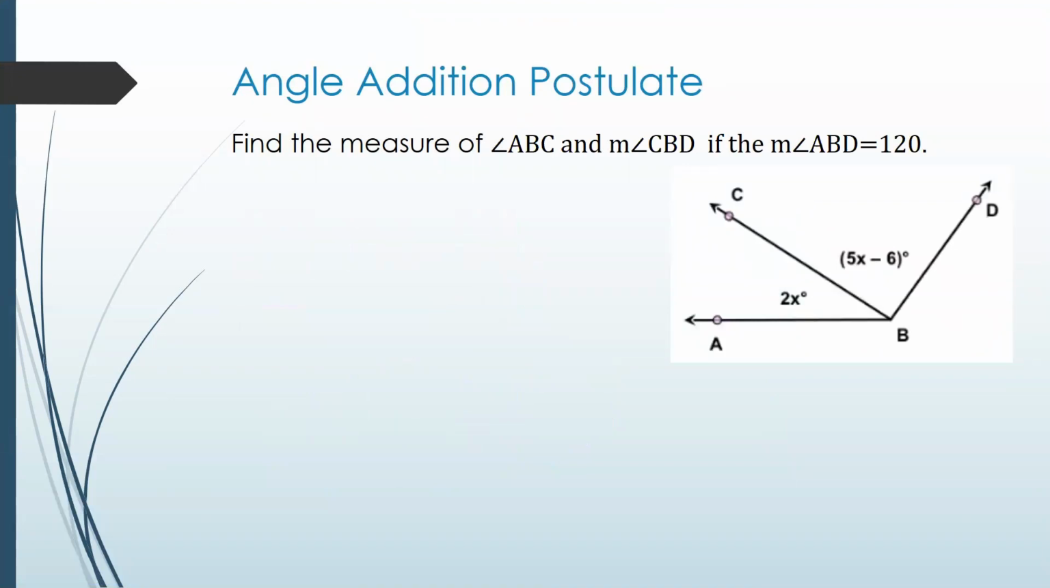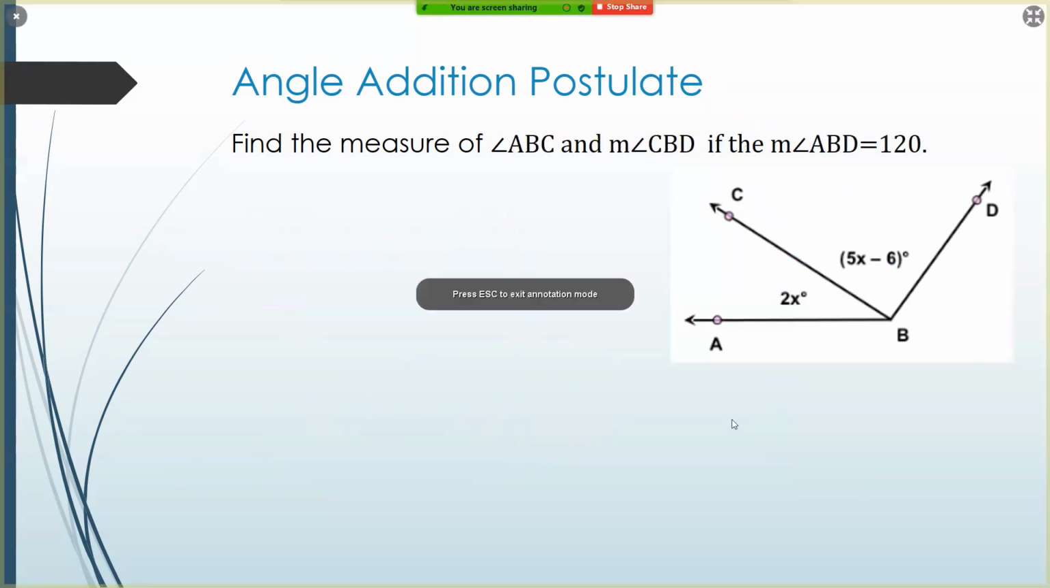Find the measure of angle ABC. If I'm trying to find the measure of angle ABC, I'm going to start at A. I'm going to go to B. I'm going to turn and go to C. So I'm trying to find the measure of this little angle right here on the left. Oh, and it says find the measure of CBD, which we'll do in a second.